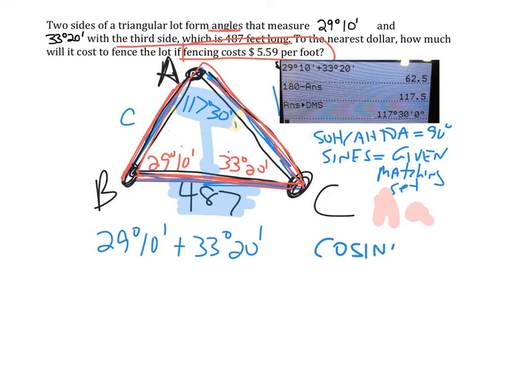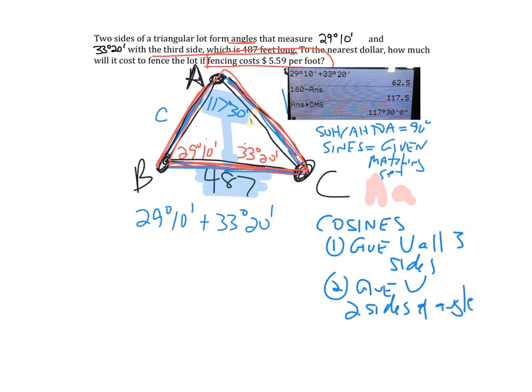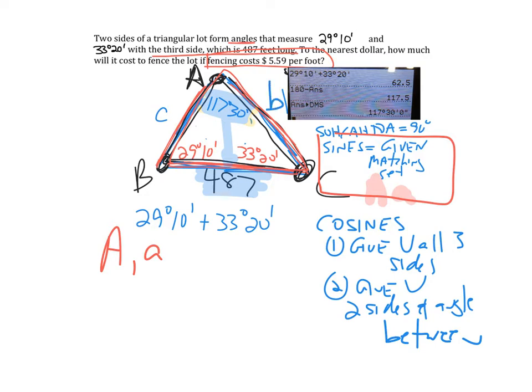And remember, the law of cosines, you really look if they give you all three sides, or if they give you two sides and the angle between. Those are the two keys to using the law of cosines. But here, since they gave you a matching set, side A and angle A, we're going to look to use the law of sines. But this one's going to take us a couple different steps to getting our answer.